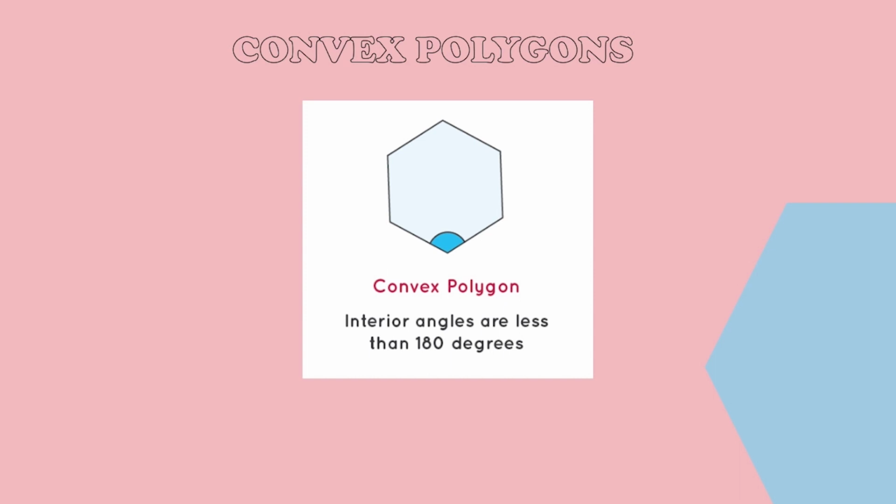If we draw a hexagon and connect its vertices with line segments, we can see that all the vertices point outward. So, since a hexagon has all interior angles less than 180 degrees and all its vertices pointing outward, it meets the definition of a convex polygon.